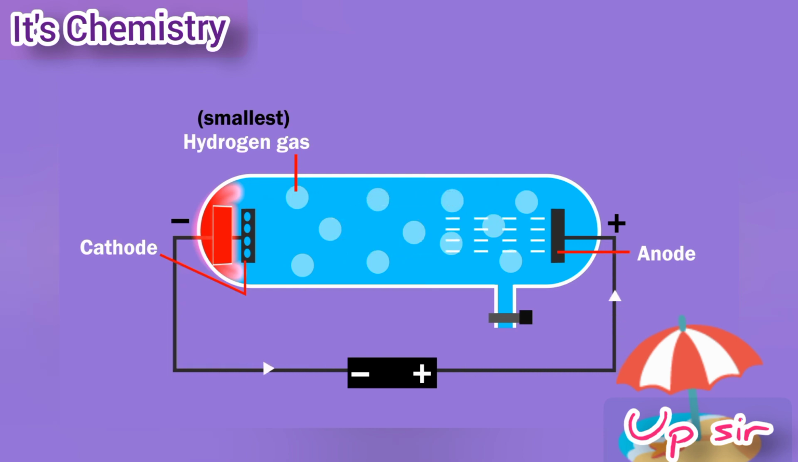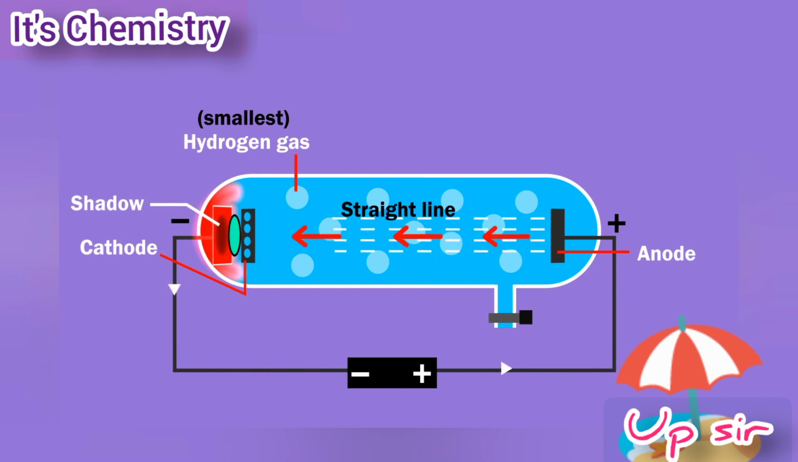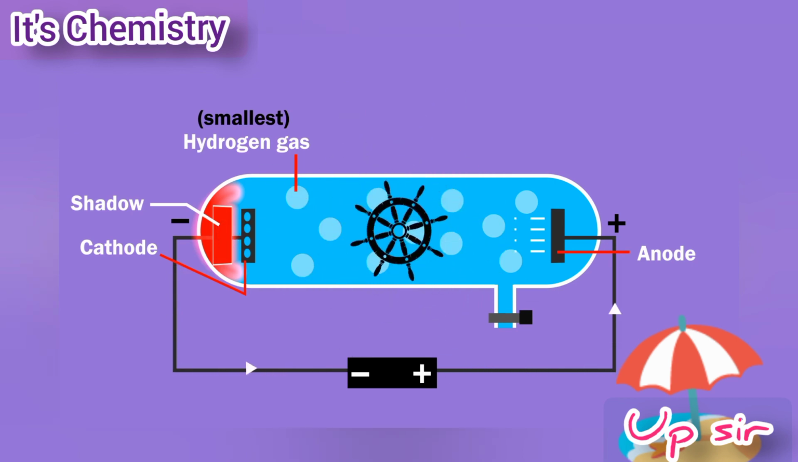Goldstein performed the following extra experiments to confirm different properties of anode rays. He placed an object between the cathode and screen and observed the shadow of it on the screen. This proved that anode rays travel in a straight line. If a paddle wheel was kept in the path of the rays, it started moving. This suggested that these rays have mass.